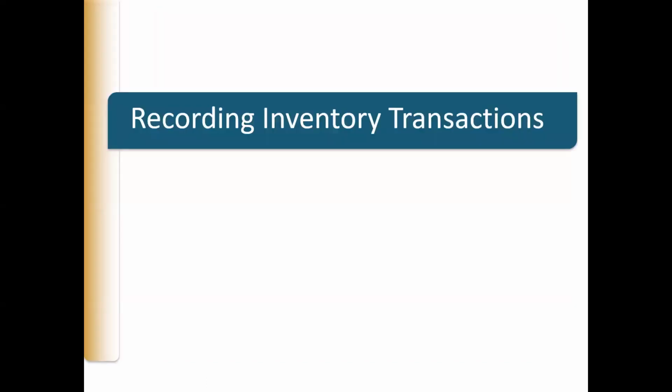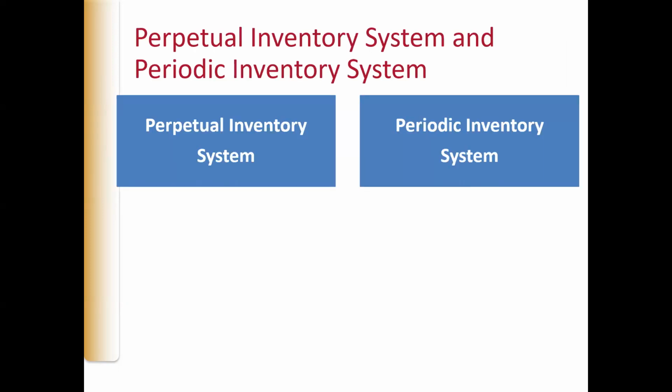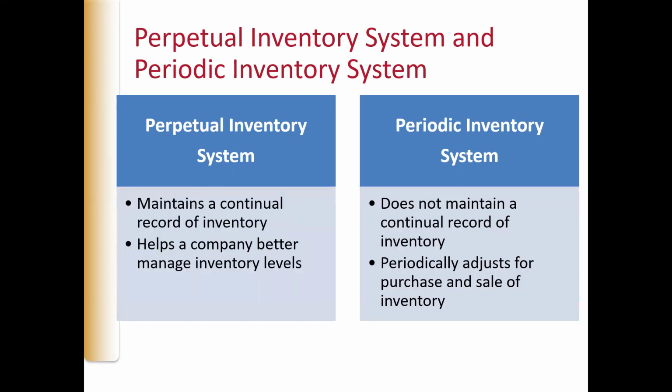So now let's look at the meat and potatoes of how we go about recording these journal entries. There's two methods. One is called the perpetual method, where we keep track after every transaction. And one is called the periodic system. It basically adjusts at the end of the year for cost of goods sold. So we're going to look at both of them because homework, you'll have both.